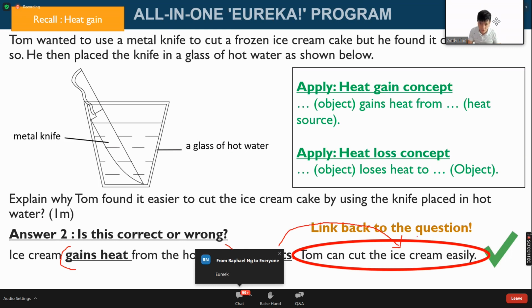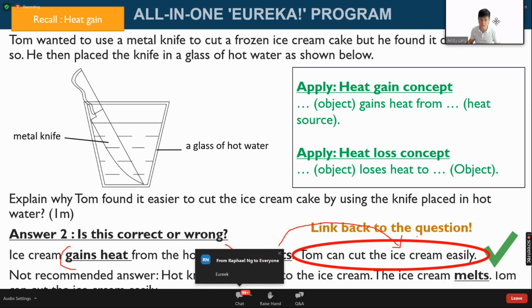Now I'd like to share with you another version. This is the one that I don't really recommend, but some students will tend to write this. Parents, would you like to have a quick look at this second one? Not recommended answer: hot knife loses heat to the ice cream melts. Tom can cut the ice cream easily. Why don't I recommend this statement? Because you can see it's a bit confusing, right?